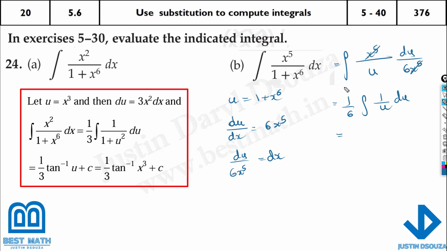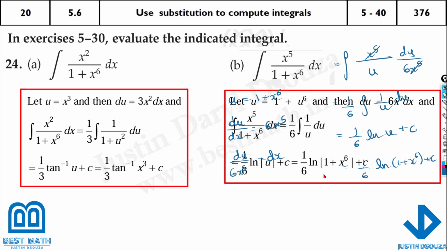Don't try, it's not radical or anything, and there's no square root. So don't write this as u raised to power minus 1, then we cannot solve it because it'll be divided by 0, it's undefined. We have to use natural logarithm, 1 by 6 ln u plus c, because we have used the integration. It's 1 by 6 ln, what is u initially assumed to be? 1 plus x raised to power 6 plus c, that'll be the answer.